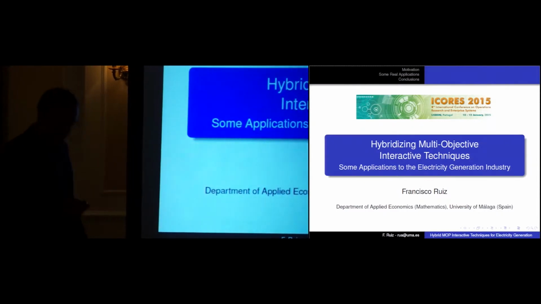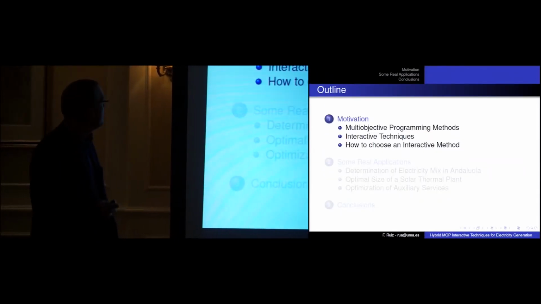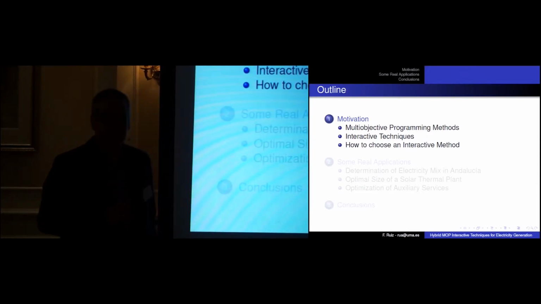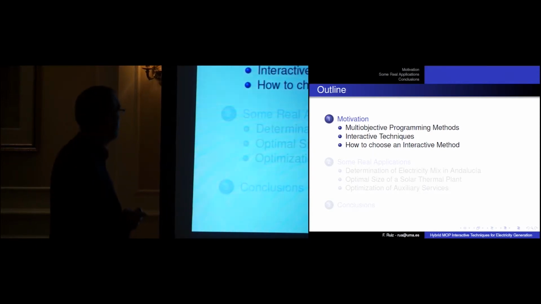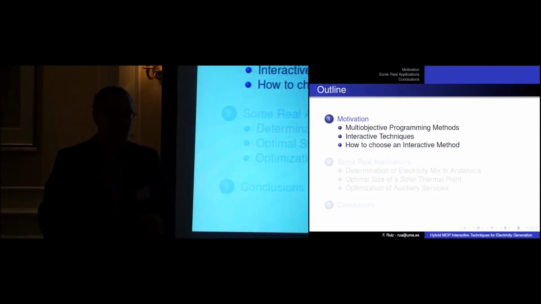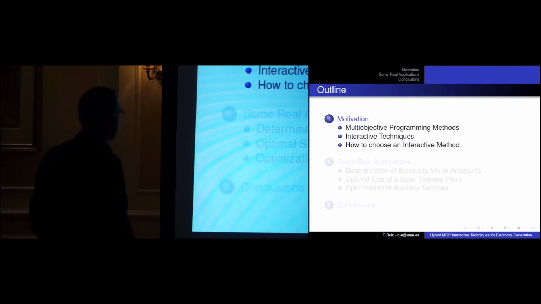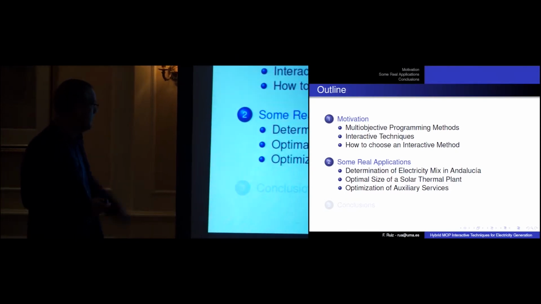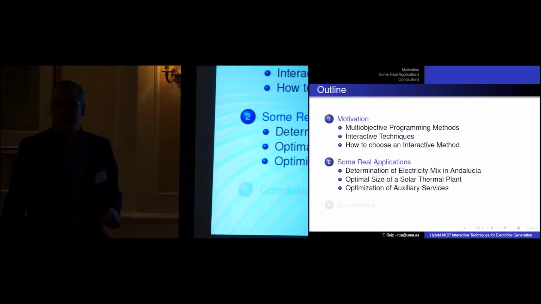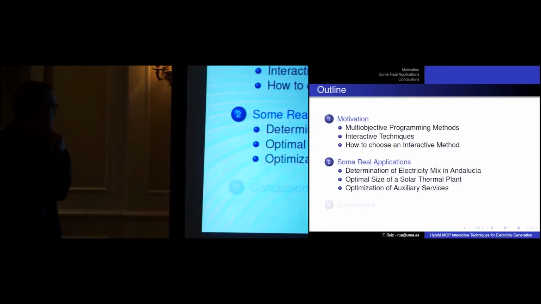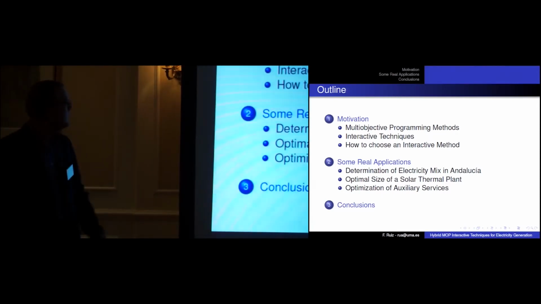So the outline of my presentation is the following. Although I think that most of you are familiar with multi-objective programming and multiple criteria decision making, I'd like to give a brief basic introduction for those who are not, and to talk to you about interactive techniques in general and how to choose a method, and then I will go into the applications. And I'll briefly describe them without going into details and show you when we had to use these hybrid approaches, and then I will end with some conclusions.